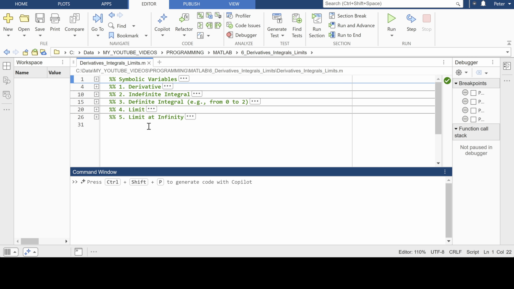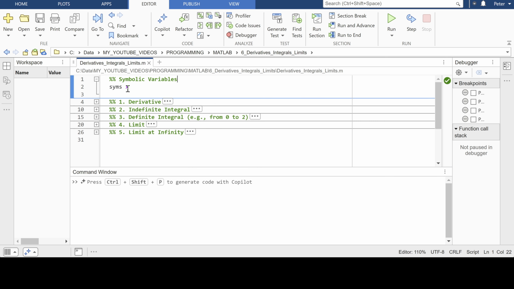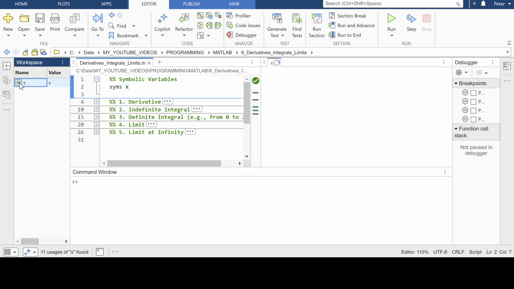Before we begin, we need a symbolic variable. A variable MATLAB treats as a mathematical symbol instead of a number. Using the command syms x, we tell MATLAB to create a symbolic variable named x, allowing us to define expressions such as polynomials or trigonometric functions symbolically.